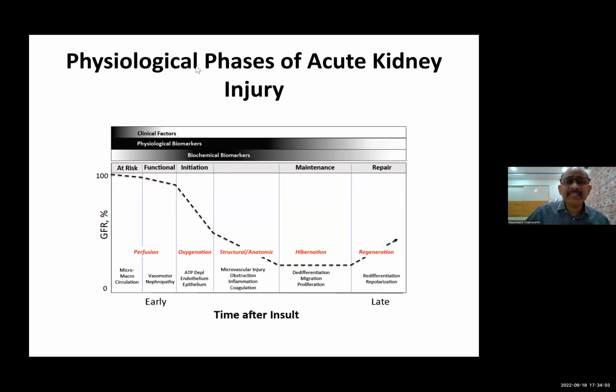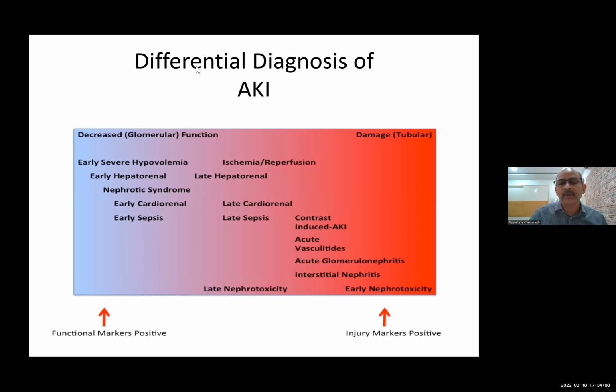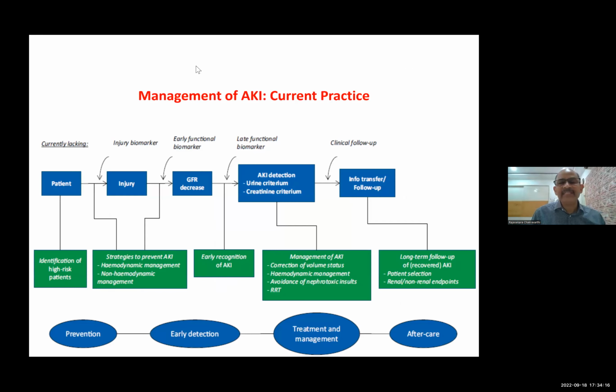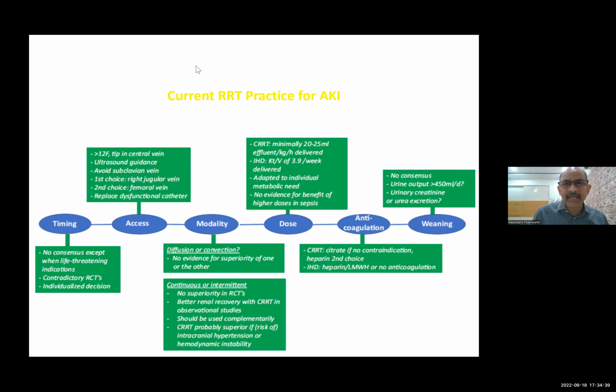So we understand a little more about AKI today. Now it is time for us to look at it closely and look at the modality of dialysis so that the outcomes are again good. If you look at management of AKI today, you are picking it up very, very late. As this cartoon shows you, you are looking at it after the third stage, that is GFR decrease and established AKI. Whereas if you look at patients who are at risk and pick it up earlier, probably our outcomes of long-term CKD will improve. So let us go back to our RRT discussion.